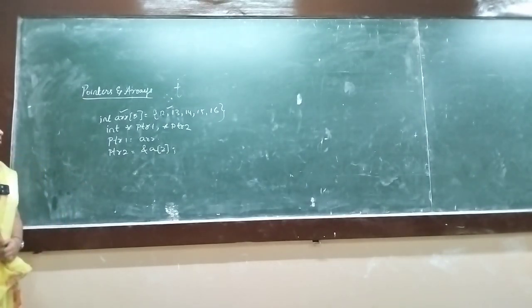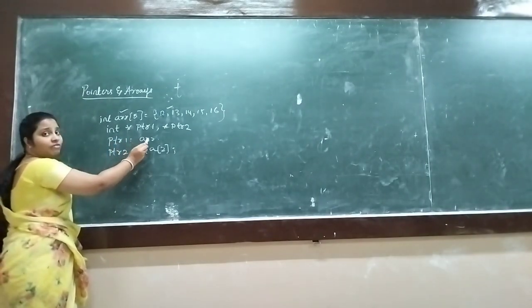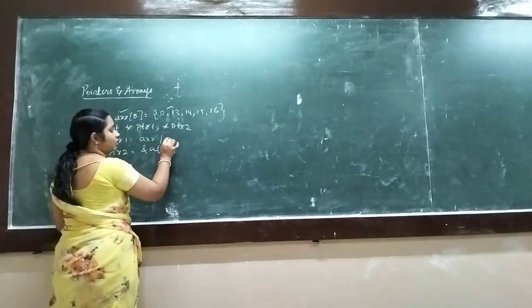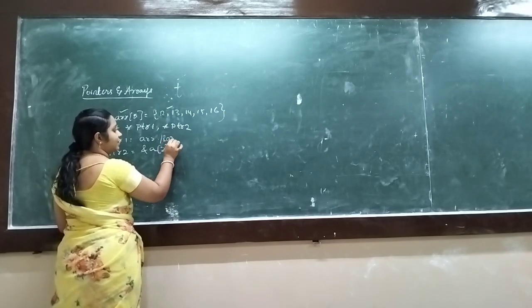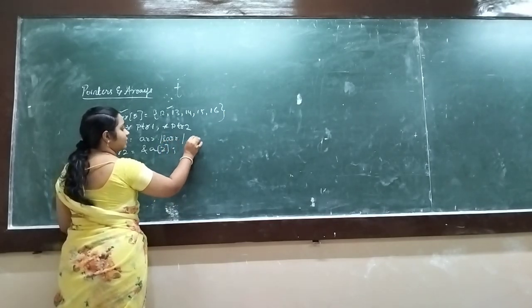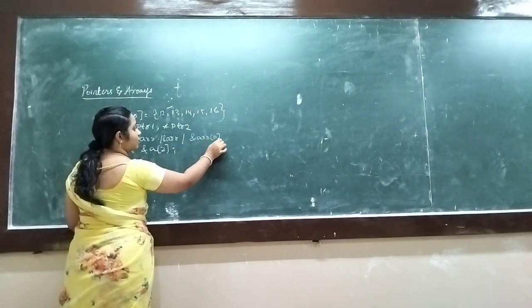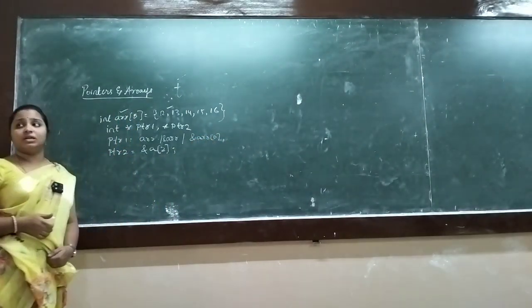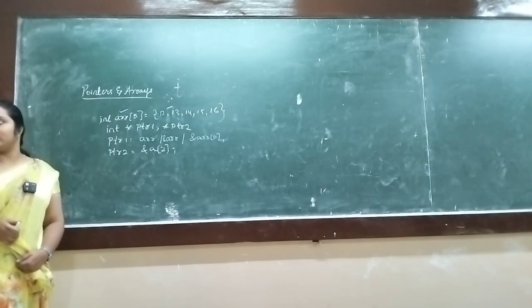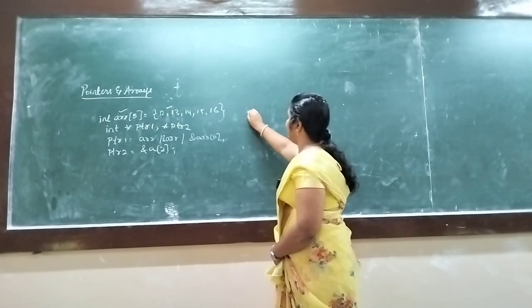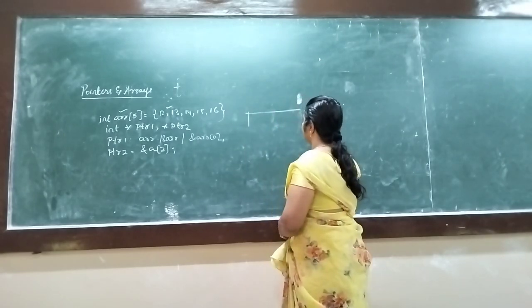Everyone, what did I do here now? PTR1, listen. PTR1 equal to array, or ampersand array, and ampersand array of 0. These are the same, okay? Now look, what did I say about memory locations and pointers?